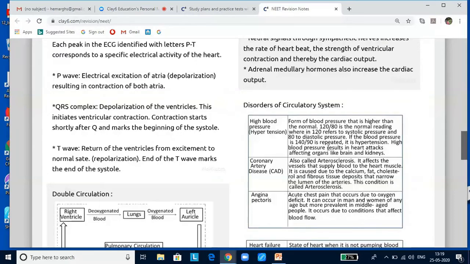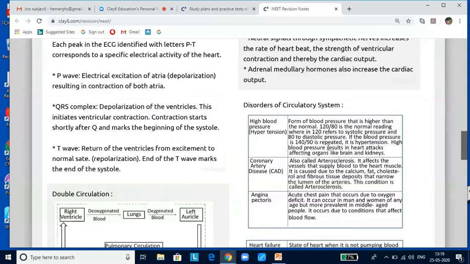Hypertension is a condition of high blood pressure, and if you have persistently above 140 by 90 mm of mercury. Coronary heart disease is also called atherosclerosis. It affects the blood vessels, caused by deposition of calcium, fat, cholesterol, and fibrous tissue, which makes the lumen of the arteries narrower. Angina pectoris is a symptom of acute chest pain where no oxygen reaches the heart muscles.